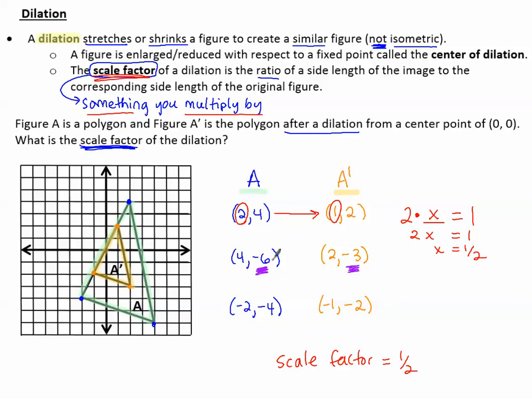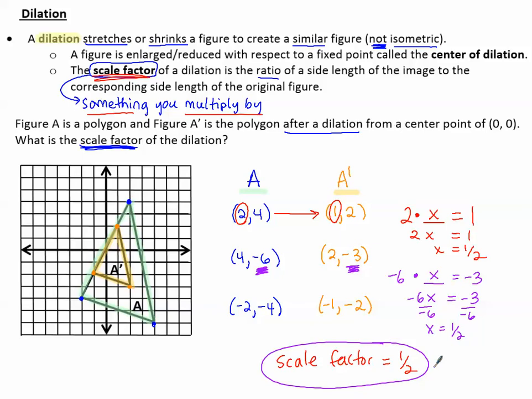This is the y-coordinate and this is the y-coordinate. So we ask ourselves, -6 times what number will equal -3? Well, let's put x for that unknown number. So -6x equals -3. Dividing both sides by -6, x equals 1/2 again. So it is true that the scale factor is 1/2. This image is 1/2 as large as the pre-image.